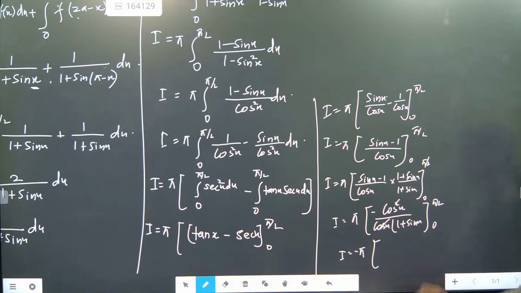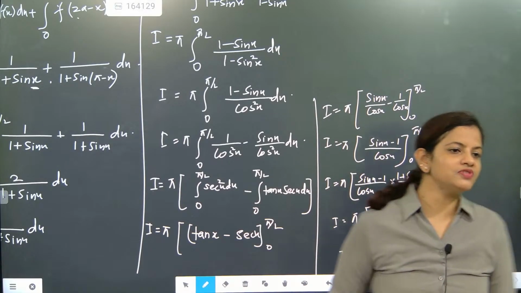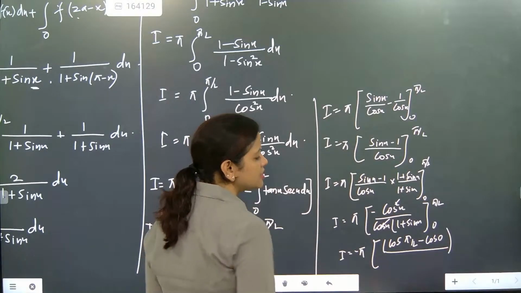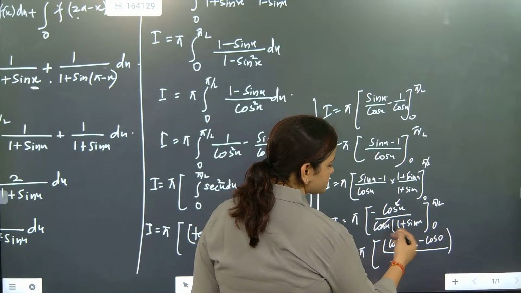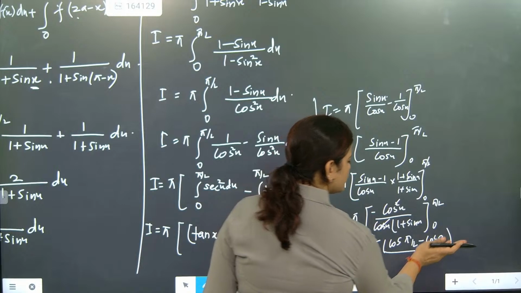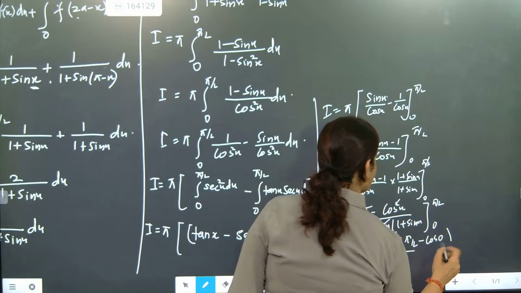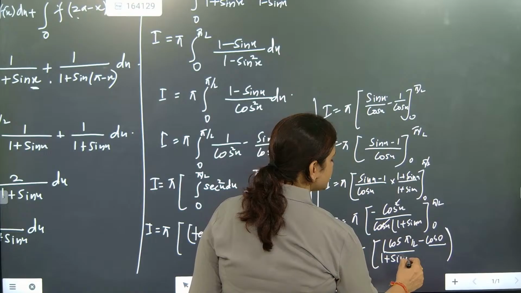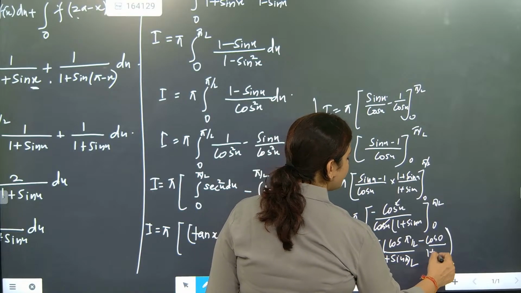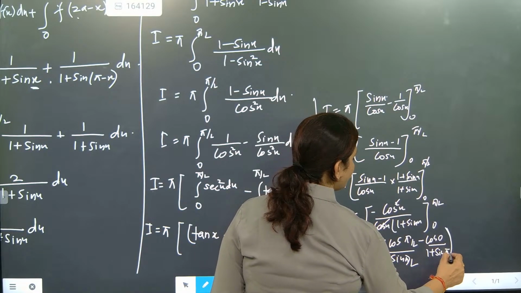Now one minus is outside. Got it? Now cos of pi by 2 minus cos of 0, upper limit minus lower limit. So one time sine also we will be substituting like this. Correct? So what will sine become? Here it will become 1 plus sine pi by 2, and here 1 plus sine 0.